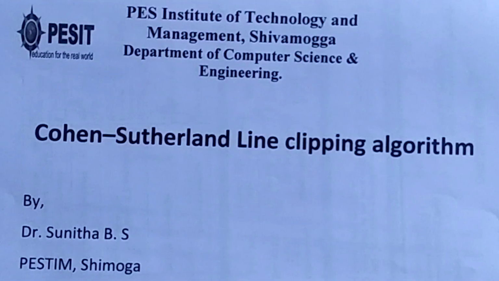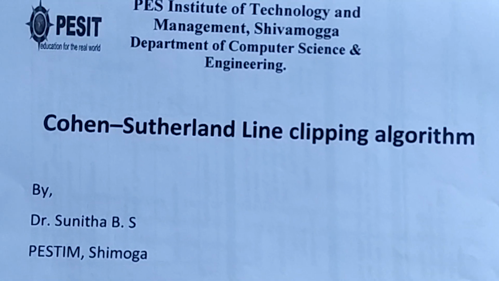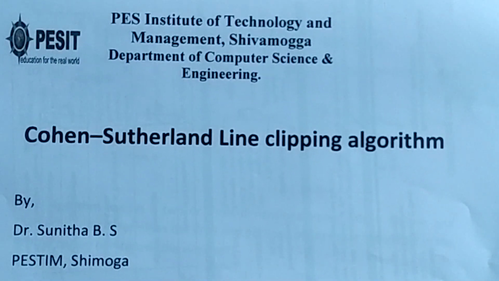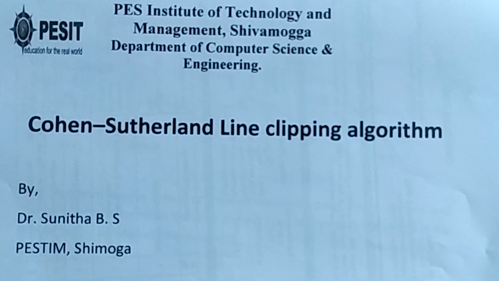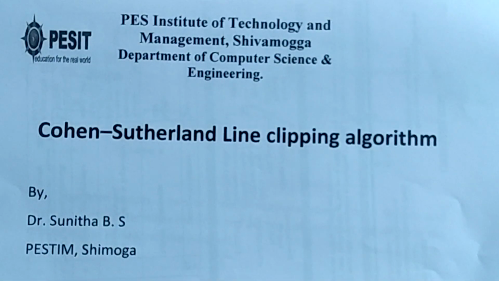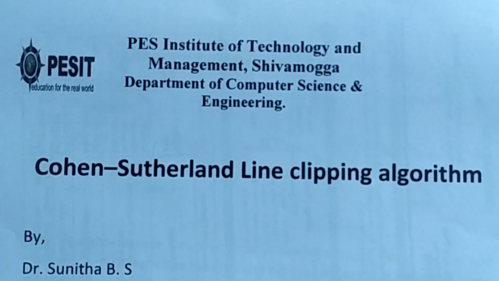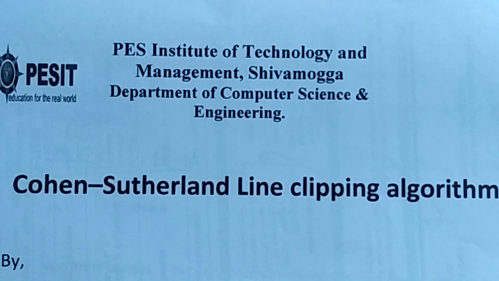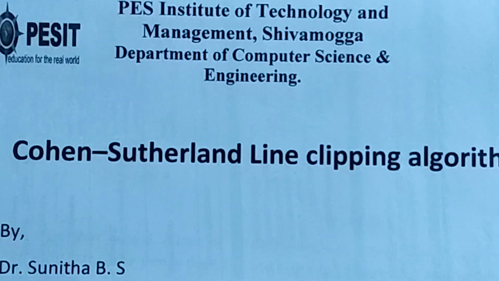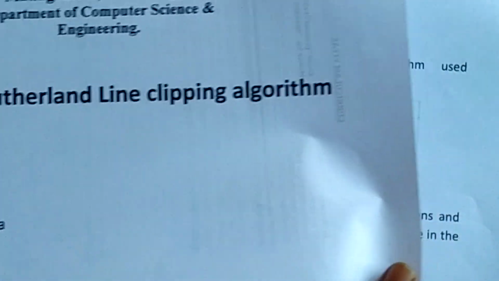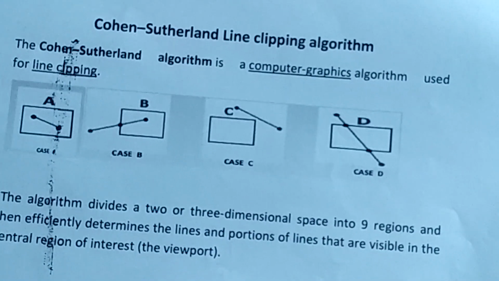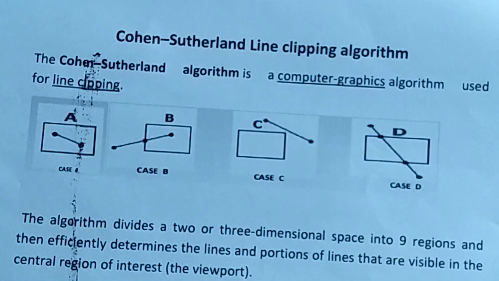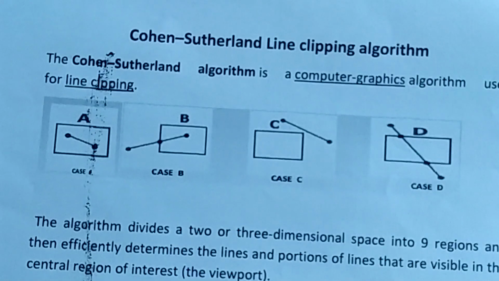Hello everyone. In our previous video, we discussed clipping and the types of clipping. Now we will discuss one type of clipping called line clipping. In this video we will discuss one type of line clipping algorithm called the Cohen Sutherland line clipping algorithm. This algorithm is used in computer graphics to remove or reject the line, or the portion of the line, that is present outside the clipping window.